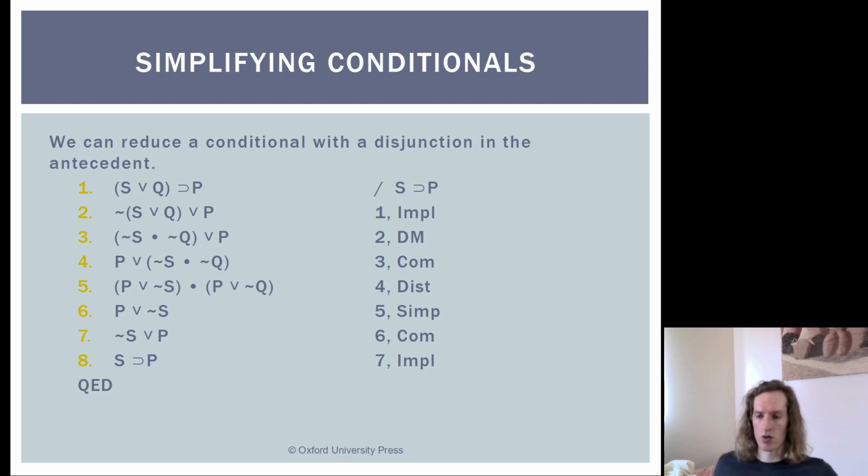So intuitively, you can kind of tell that if S or Q, either S or Q are conditions for P being the case, well, it'll be true that if S then P and if Q then P, but this is a way to actually show it in a proof.